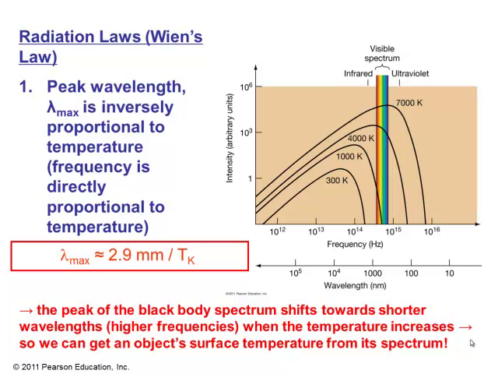Now this is very important in astronomy because this is telling us that we can get an object's surface temperature from its spectrum. So by looking at the stars out there through a spectrometer, we can analyze the spectrum and get the object's temperature without ever going anywhere near it with a thermometer. So that's very important. So this is the first law.